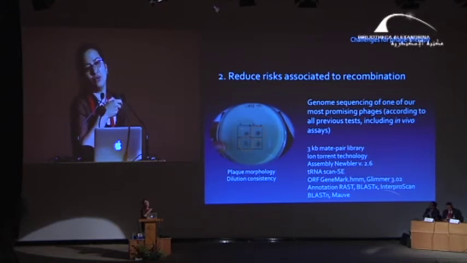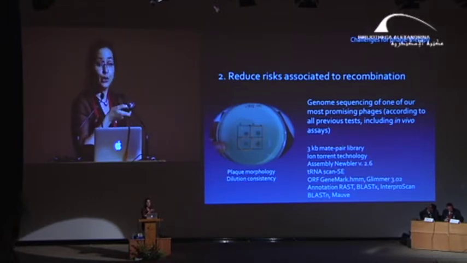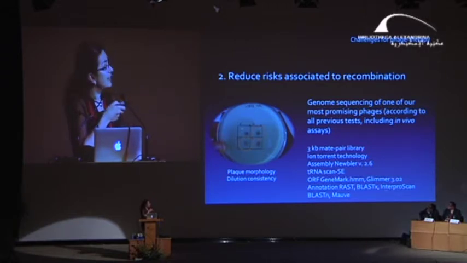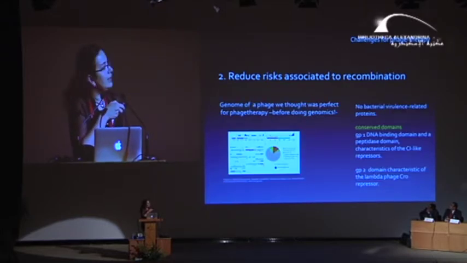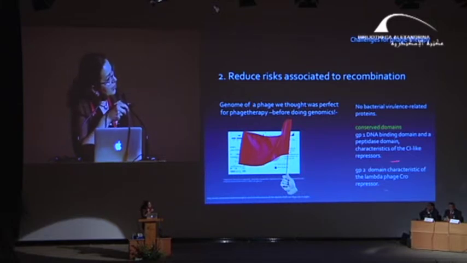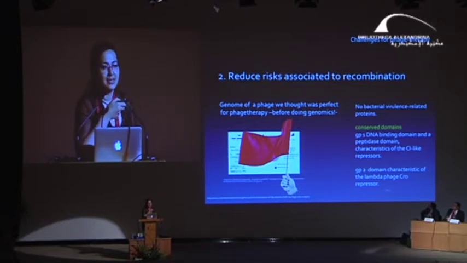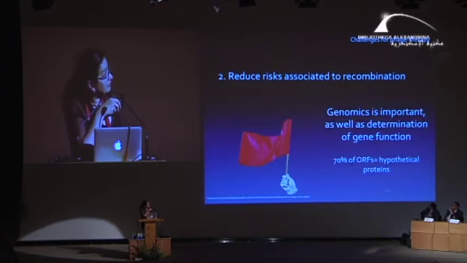So that's the reason we decided to go for genomics. And we selected one of the phages against Pseudomonas aeruginosa. I told you that saved the mice, because we were sure that that was a very good candidate for phage therapy. But in the end, what we got was information in the genome that shows that this is probably a lysogen, a phage that can do the lysogenic cycle. Why? Because we found a C1-like repressor and a CRO repressor. Not even the virulence genes, but this information may lead to the conclusion that this is a phage that is not suitable for phage therapy.